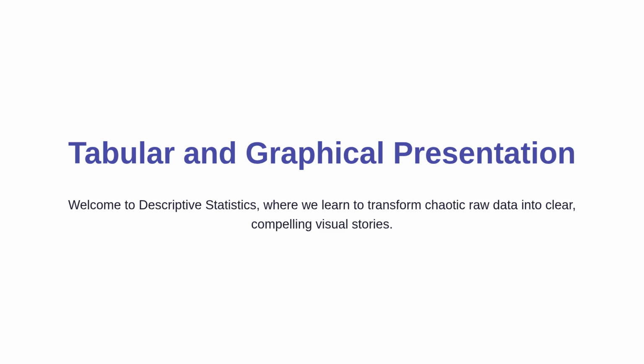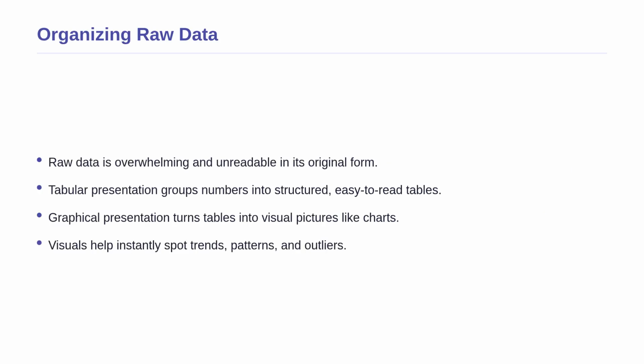Today, we are going to learn the art and science of tabular and graphical presentation. This is how we take that chaotic, overwhelming pile of raw data and organize it into neat, readable summaries that actually make sense. Now that we understand why raw data is overwhelming, let us look at how we can fix it. Think of tabular presentation like sorting a massive pile of mixed coins into separate jars. By grouping the numbers into a structured table, you can easily count and understand them.